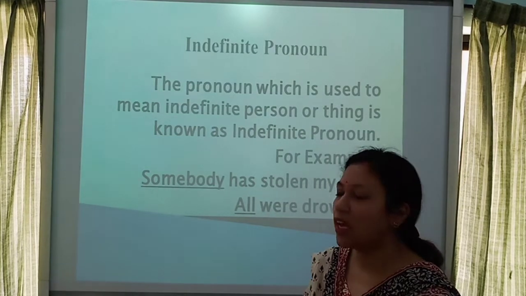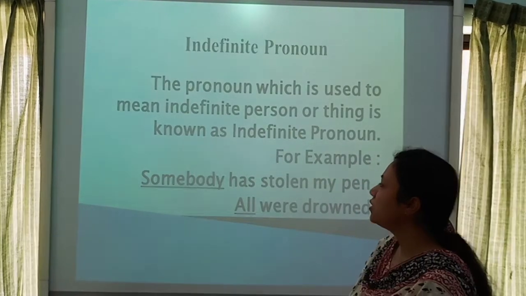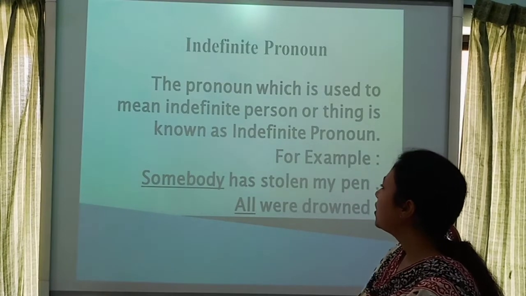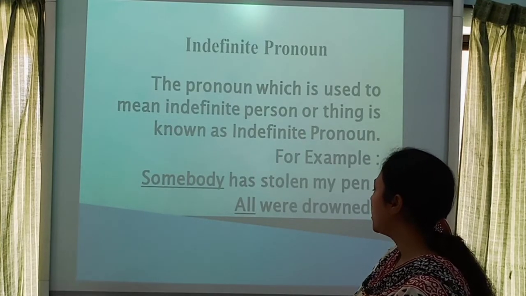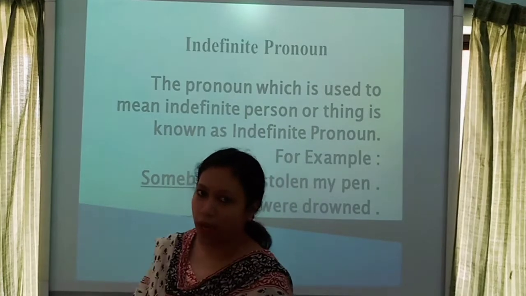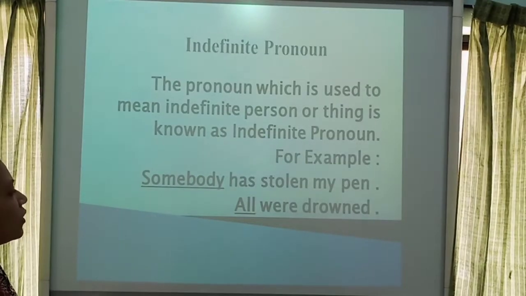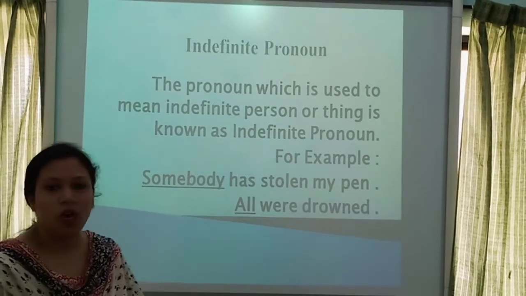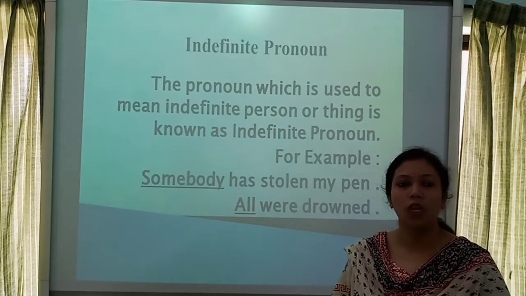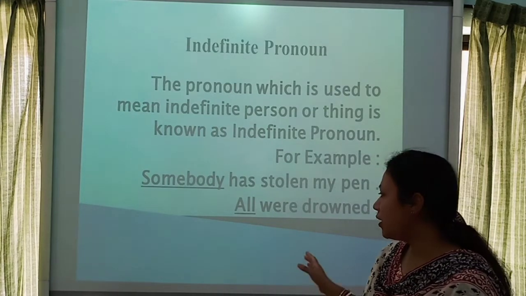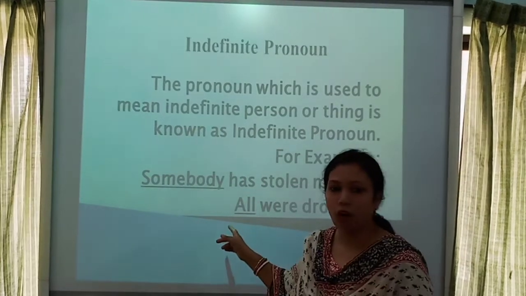Okay, dear students, I repeat it again. Indefinite pronoun, the pronoun which is used to mean indefinite person or thing is known as indefinite pronoun. For example, somebody has stolen my pen. It's not particular person. Okay, it's somebody. Then all were drowned. All means everybody. We don't know the particular person who drowned. Here I say all were drowned. That is indefinite pronoun.